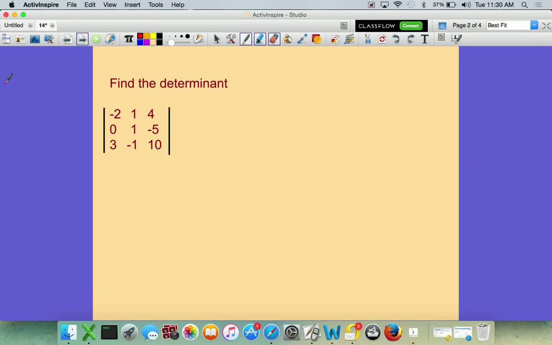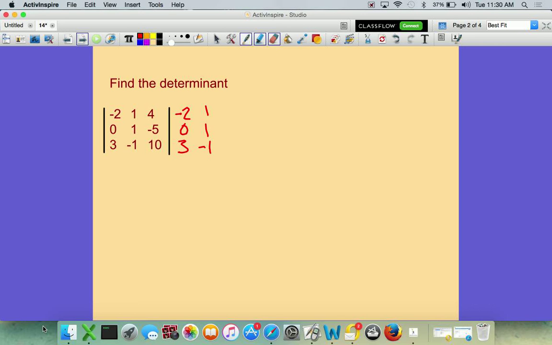We also have 3 by 3's. 3 by 3's are a little bit more confusing. It does take more work to do here. Every time you see a 3 by 3 determinant though, your first step is to look at the first 2 columns. We're going to recopy the first 2 columns. So negative 2, 0, 3, 1, 1, negative 1.